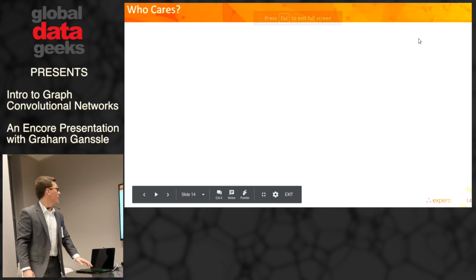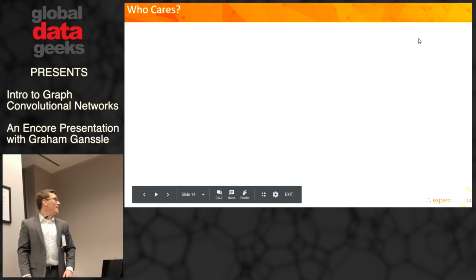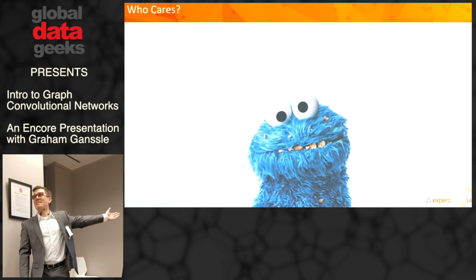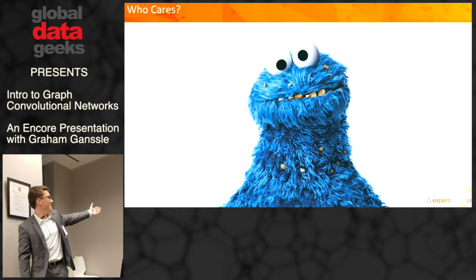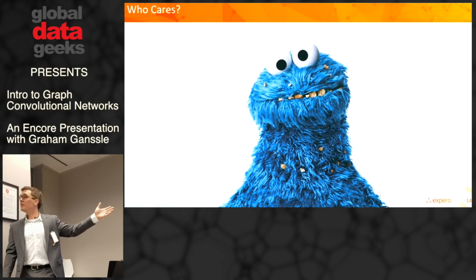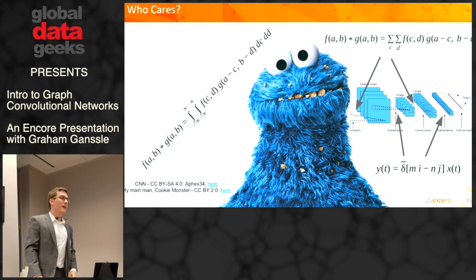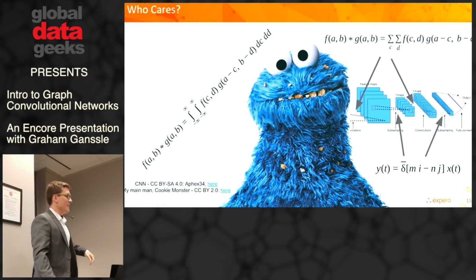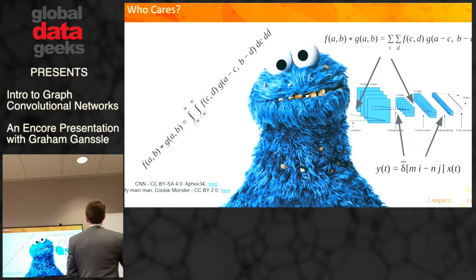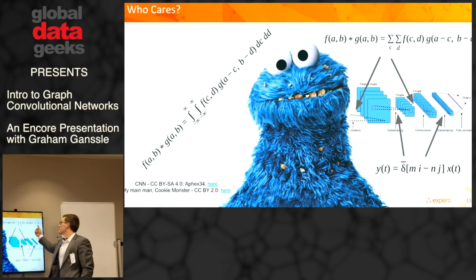So, who cares? Well, I'll tell you who cares. Cookie Monster cares! Because I wanted an image to show you how these things operate, and I found an image of Cookie Monster. So, again, you're welcome. Here's a 2D convolution. This is discrete. It's also chopped off on the side because of whatever.